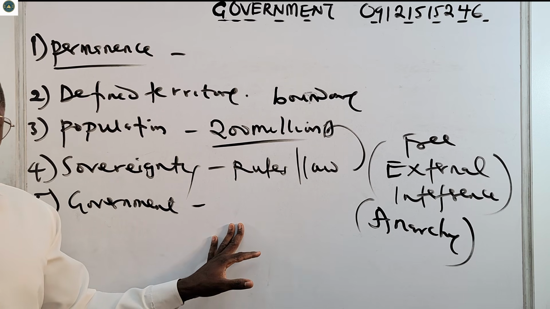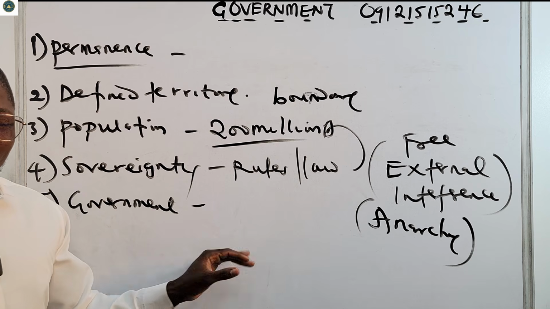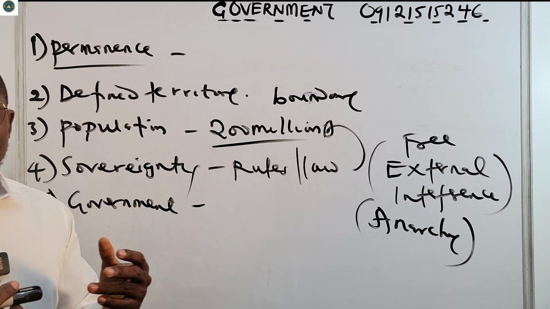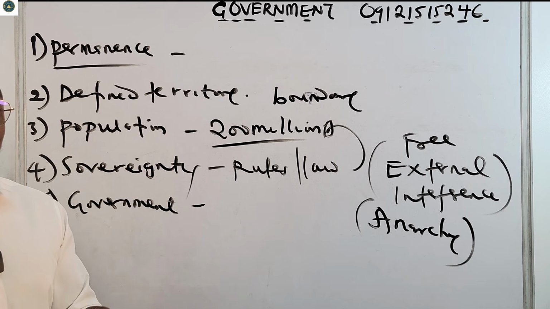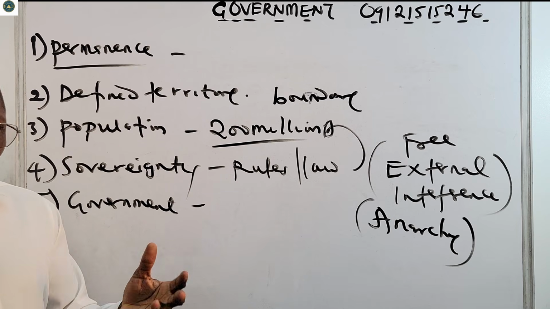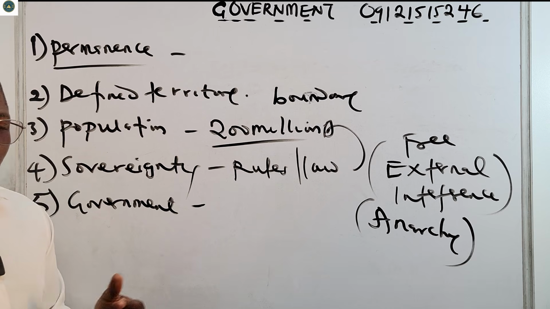A state is controlled by the government. Or you can say every state has an institution that is known as the government, that makes laws to keep peace and to keep people in order.